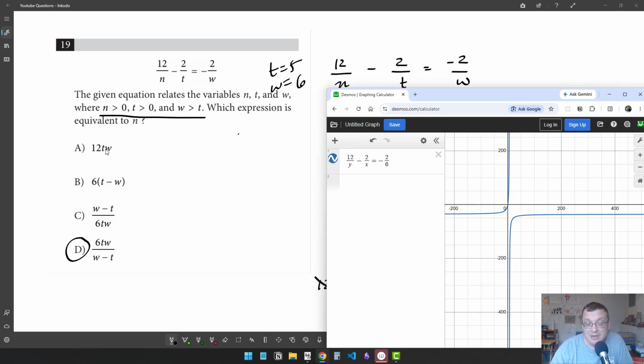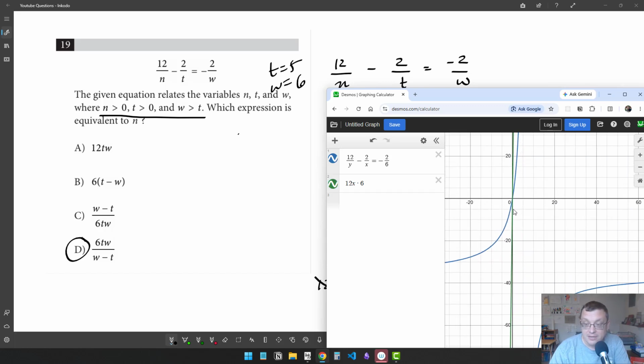For my choices, I'm going to plug in the same things. For choice A, these are all equal to y, right? They're all equal to n. So I could write y equals, but I don't really have to. I'll just write the rest. So it's going to be 12 times t, which is x, times w, which is 6. And this is very not close. This is this green line right here with a very steep slope. That just is not correct.